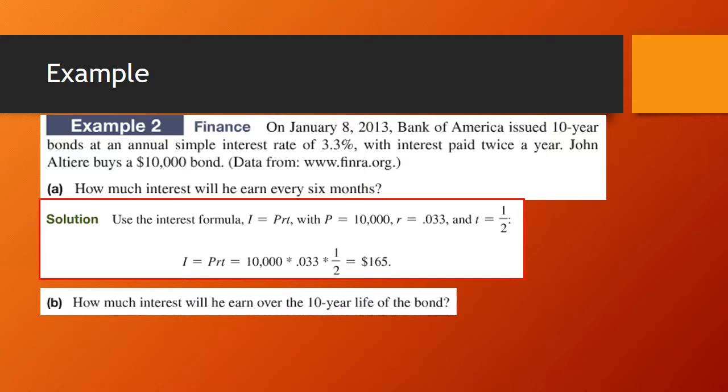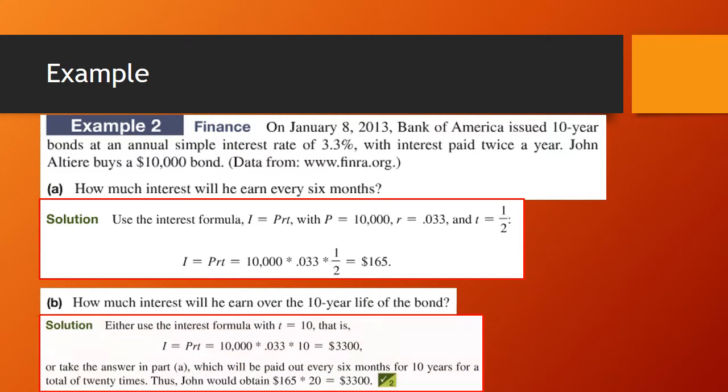Now, how much does that mean he will receive over the 10-year life of the bond? There's 2 ways you can do this. One is to go back to your simple interest formula and instead of 1/2 for time, put in 10. When we do that, we get $3,300.